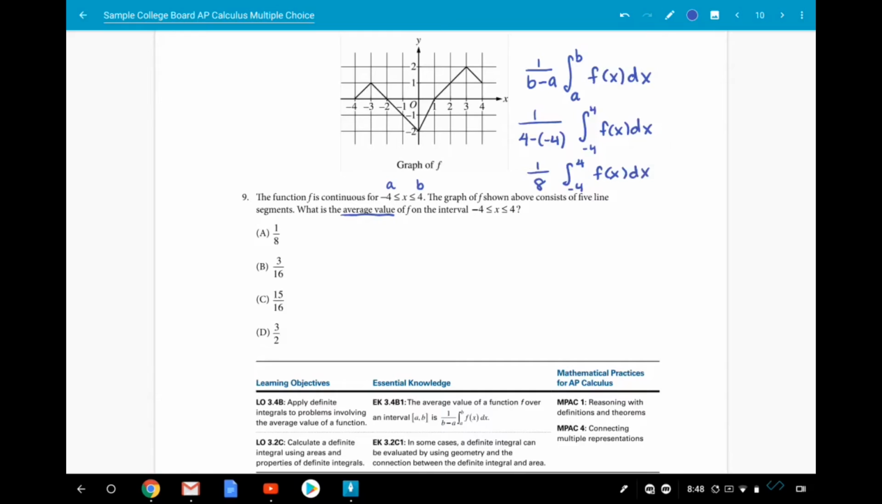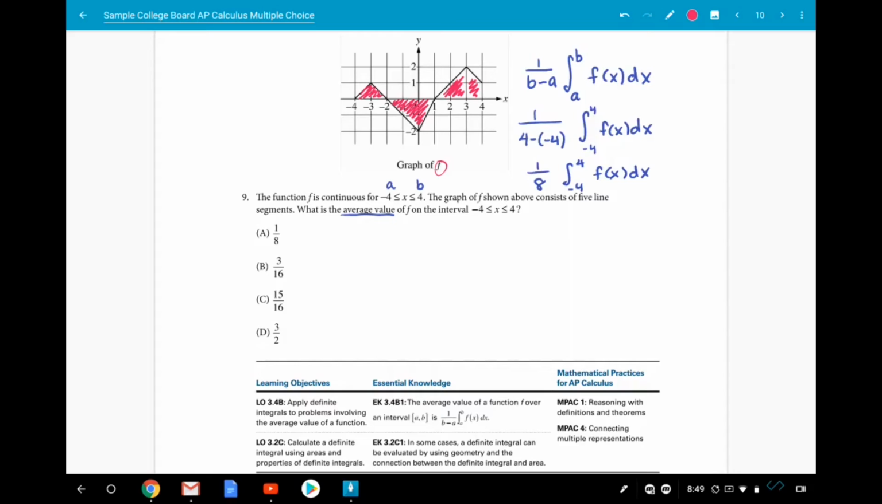And so we're going to find the integral of this function by actually looking at the area under the curve, because we have the graph of f here. So I'm going to be looking for this area from negative 4 all the way to 4. So let's go ahead and find that area.